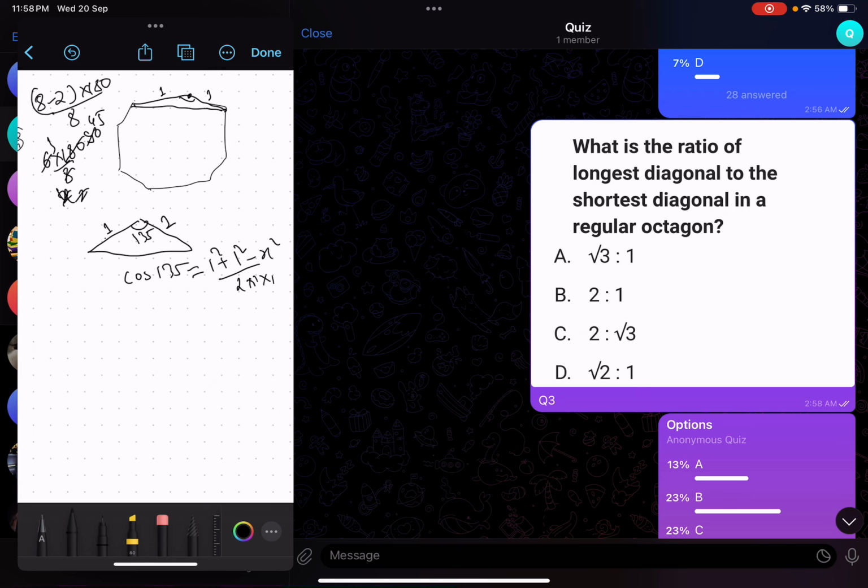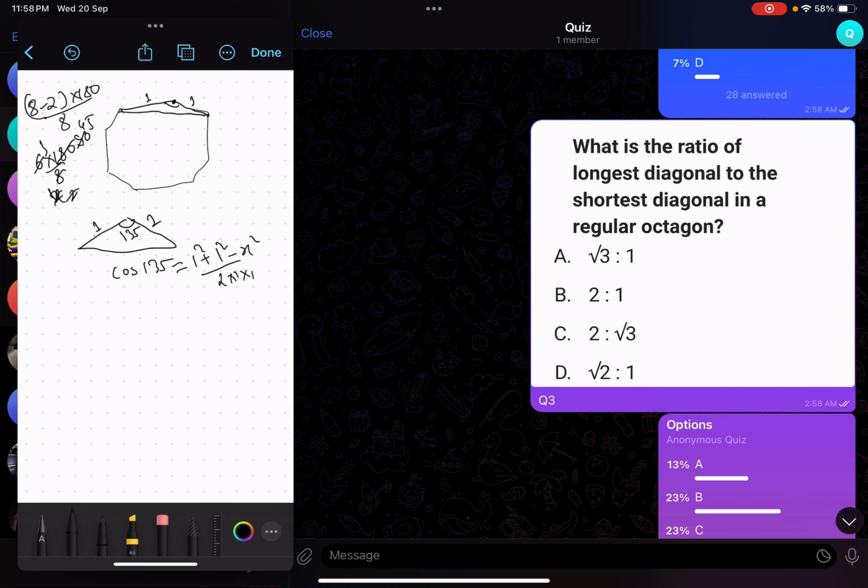This cosine rule I have told you, it is also very important, and I have made the video as well. It's up to you to see that or not, but it is very important. So cos 135, this value you should either remember or be able to derive. Cos 135 is cos of 90 plus 45, and this is 1 plus 1, 2, minus x square, by 2.